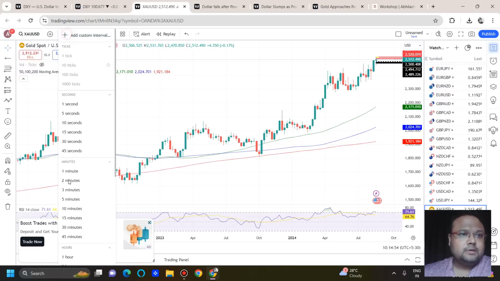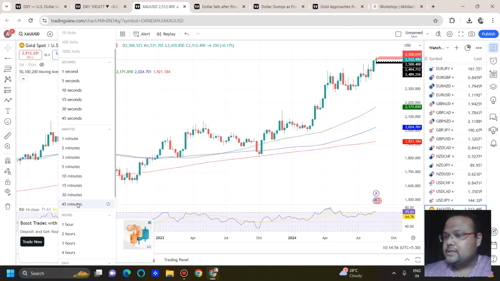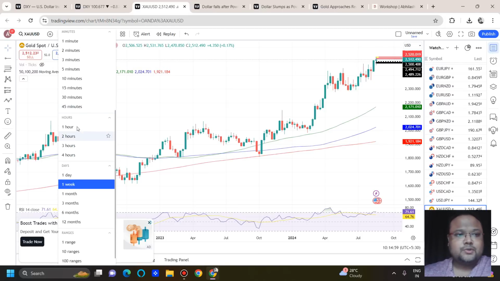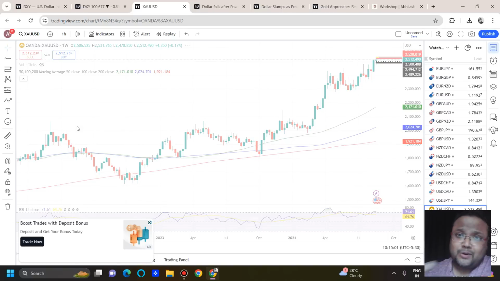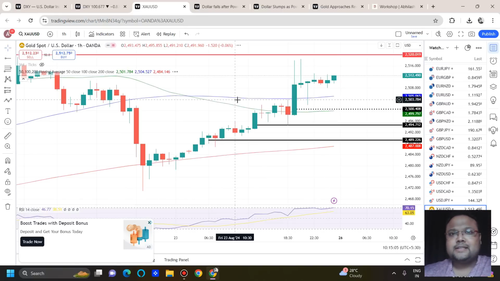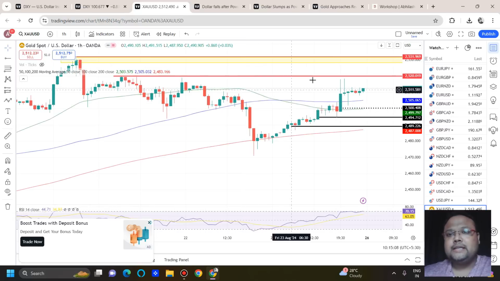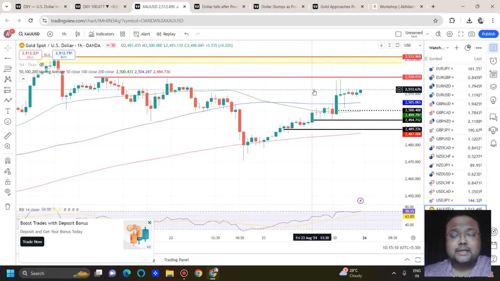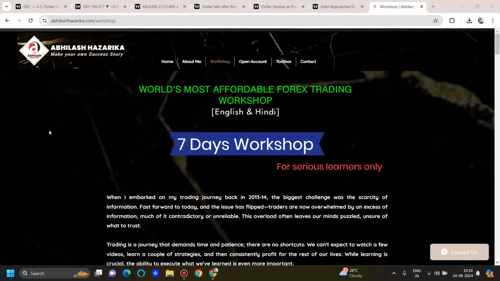So the market opening is going to be very, very important for us. So let's go back to our beloved hourly time frame because we are day traders, and discuss the trading opportunities for Monday. You can see that I have drawn many lines here. So let's discuss them one by one.